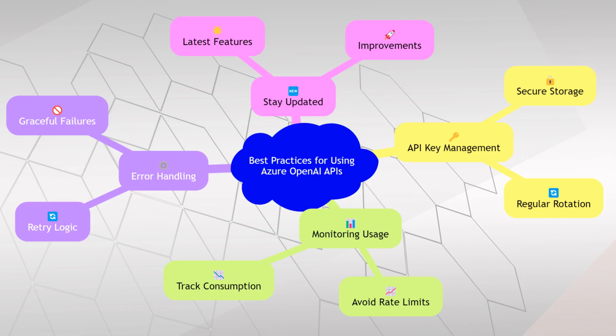When using Azure OpenAI APIs, it's important to follow best practices to ensure optimal performance and security. This includes properly managing your API keys, monitoring usage to avoid exceeding rate limits, and implementing error handling and retry logic. Additionally, it's important to stay updated with the latest features and improvements to make the most of the service.